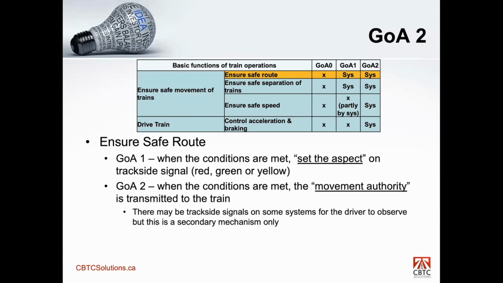And that's a difference between the GoA 1 and a GoA 2 system. We may still have trackside signals because the driver is there, but that's more a secondary mechanism. It is there for the driver to observe and possibly take action if needed, or if the system needs to drop into a manual mode, signals are there for the driver to move the train based on the signal settings.